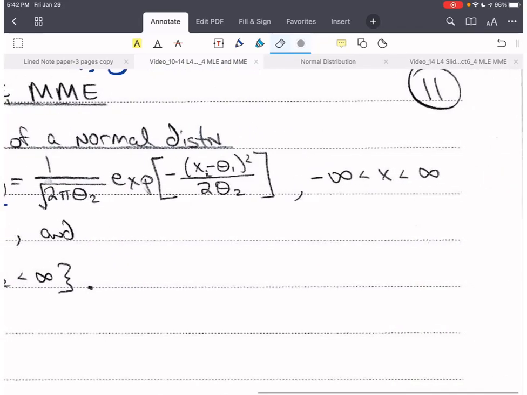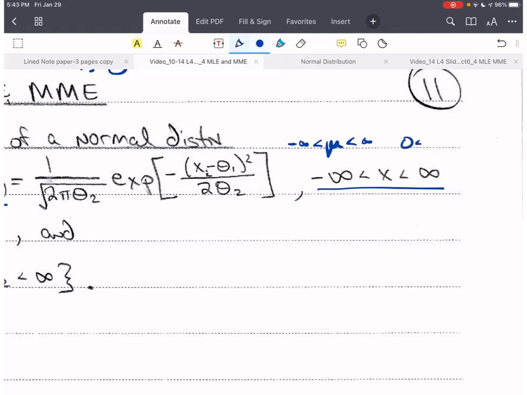Okay, and then since it's a PDF, we have to put in x, and we should also put in mu as any real number, and sigma squared is positive, not 0. If it's 0, then we're dividing by 0 here, and we can't have that, okay? So I probably should reverse this and say sigma squared is greater than 0.